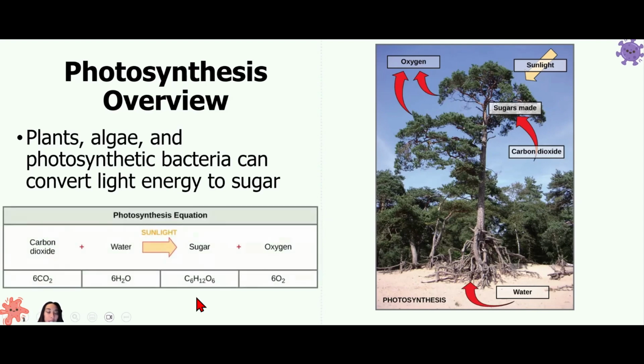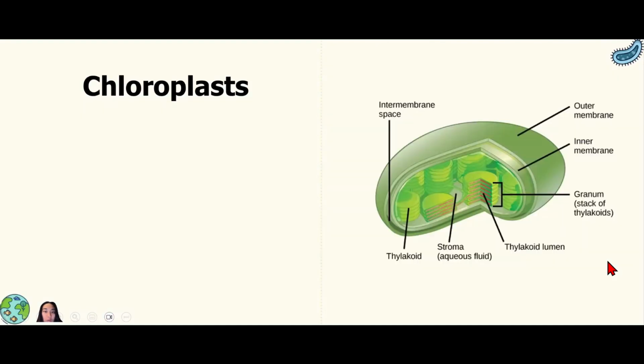So here is the kind of chemical equation for photosynthesis. Carbon dioxide and water are going to be taken in, and through the power of sunlight, we're going to be producing sugar and oxygen. So that is essentially what is happening during photosynthesis.